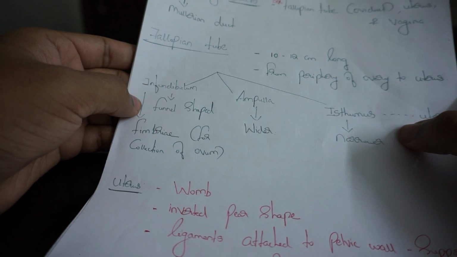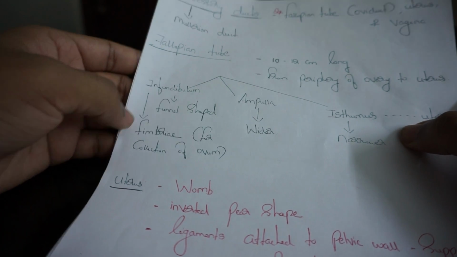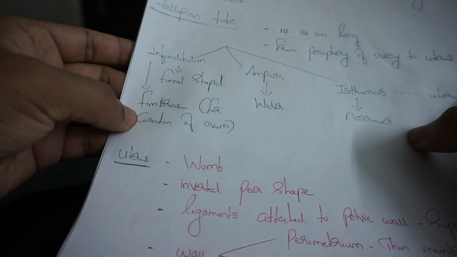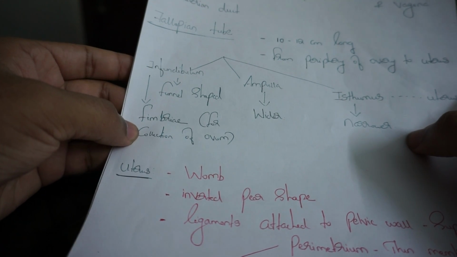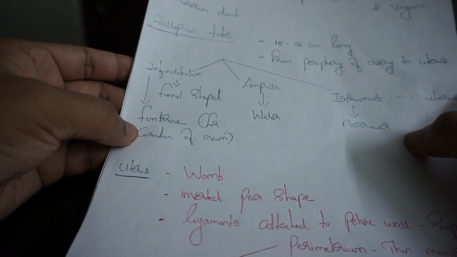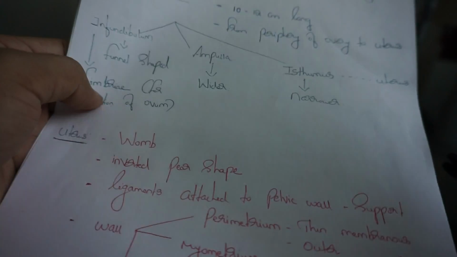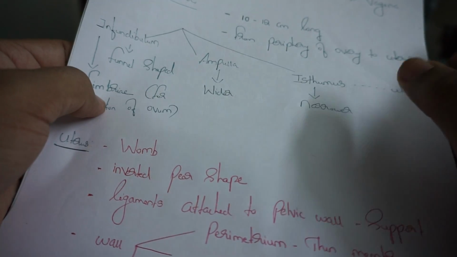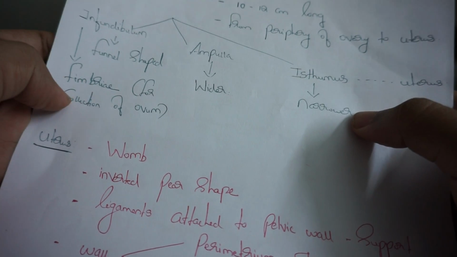The fallopian tube has three parts, which are the infundibulum, ampulla and isthmus. The infundibulum is the part closer to the ovary, and it has finger-like projections called fimbriae, which are for the collection of ovum. The infundibulum is funnel shaped, and next to it is the ampulla, which is wider. The part of the fallopian tube which opens into the uterus is the isthmus, which is narrower.